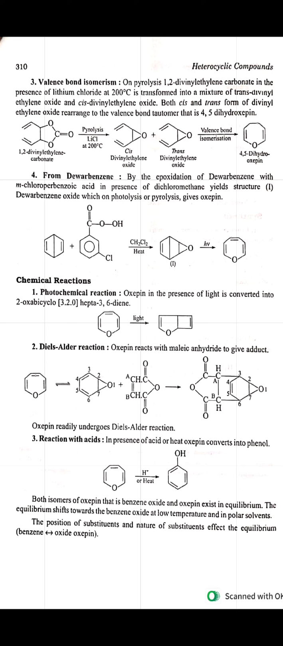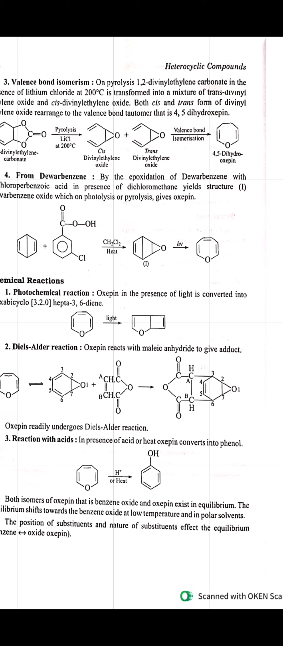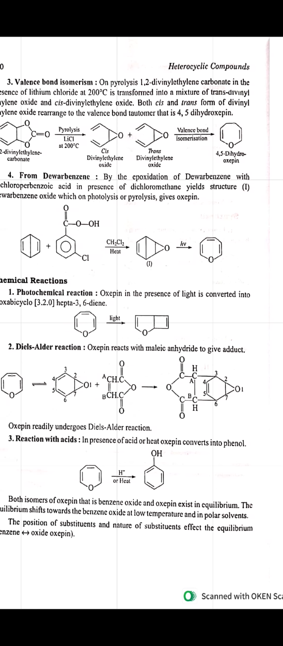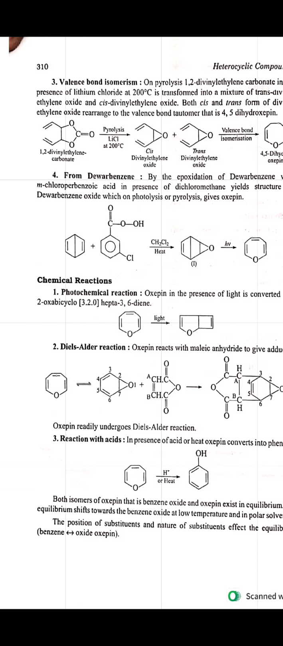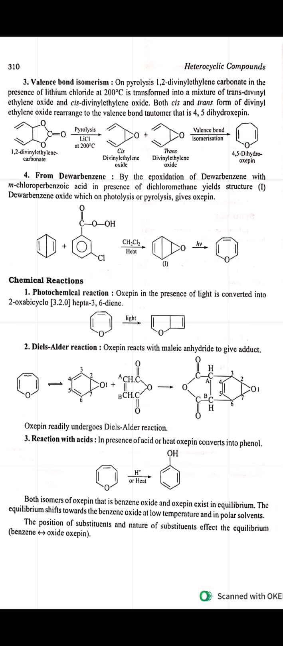Now chemical reactions. Photochemical reaction: oxepine in the presence of light is converted into 3-oxabicyclo[3.2.0]hepta-3,6-diene. You can see the product. Diels-Alder reaction: oxepine reacts with maleic anhydride to give the adduct. Oxepine readily undergoes Diels-Alder reaction. Reaction with acid: in the presence of acid or heat, oxepine converts into phenol.